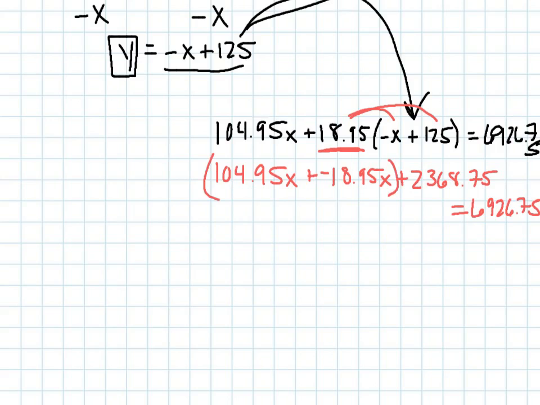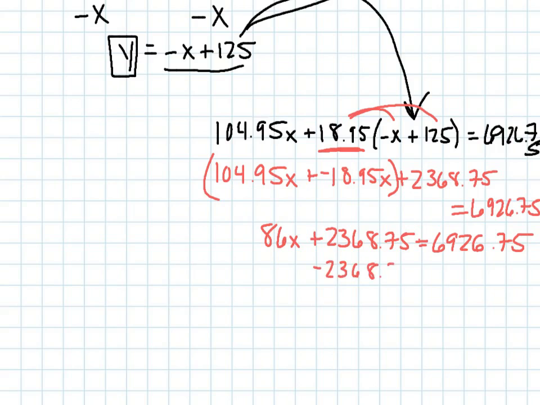These are my like terms right here. So 104.95 minus 18.95, or plus a negative 18.95x, gives me 86x. Okay, now I have a two-step equation in front of me. Okay, so I'm going to subtract 2,368.75 to both sides, because these are like terms. Leaves you 86x on one side.